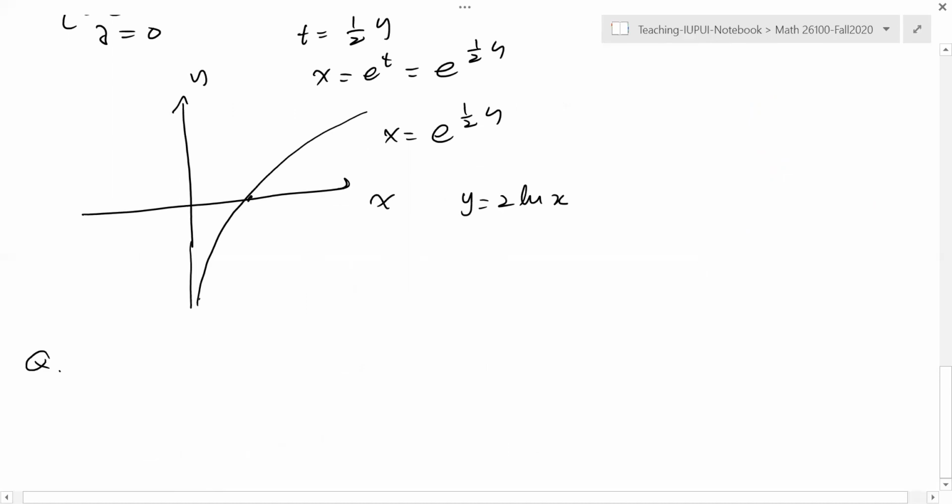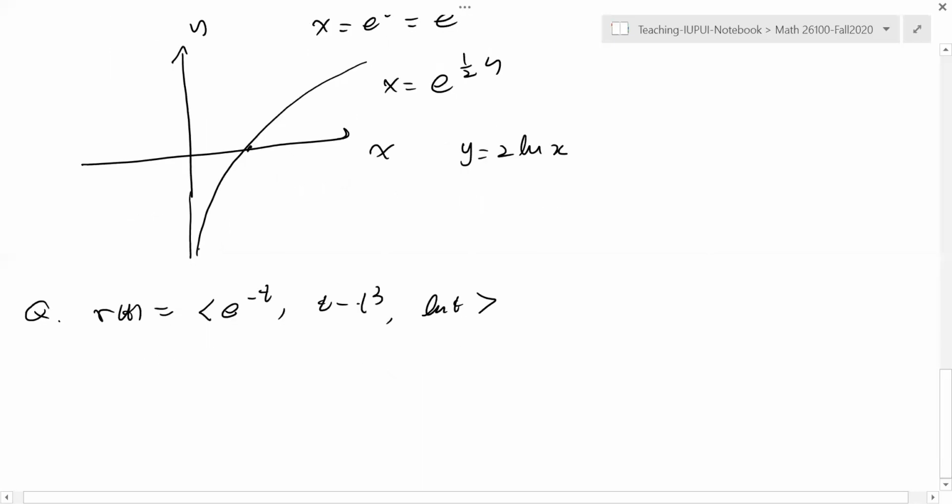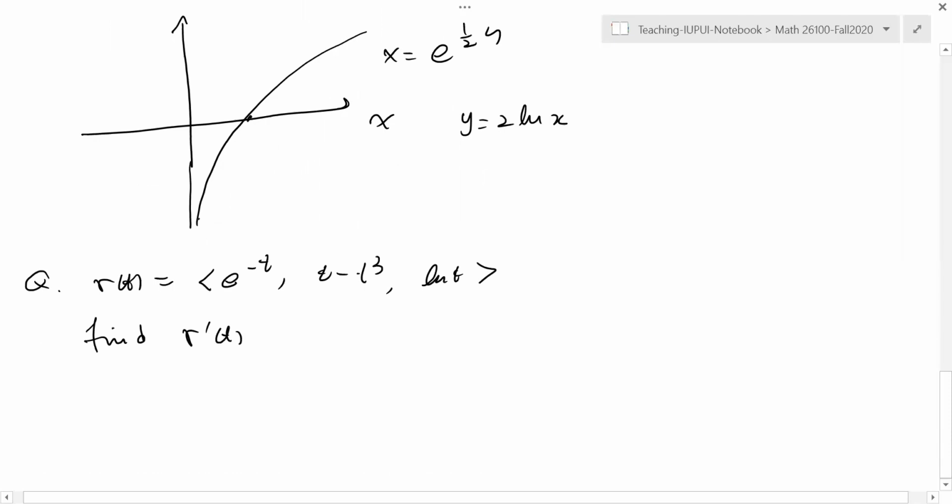Let's try another problem. Okay. So given a vector equation for a curve, we're going to find this. All I have to do is just find the derivative of each component. So e to the negative t becomes negative e to the negative t, and 1 minus 3t squared, and here's 1 over t.